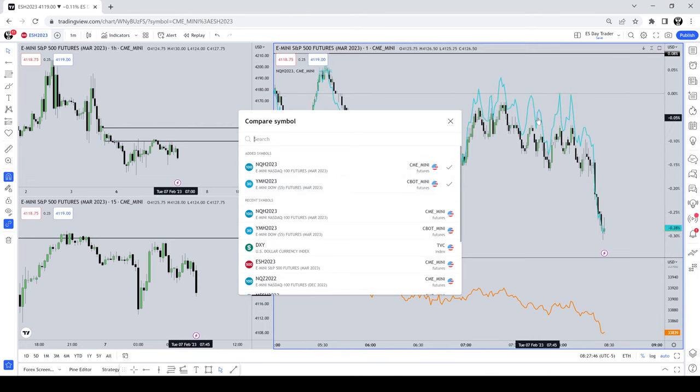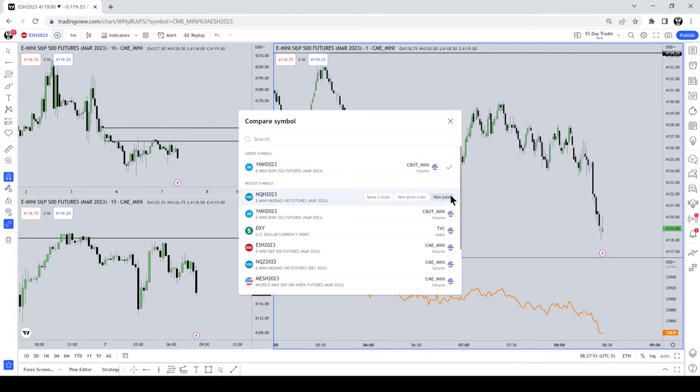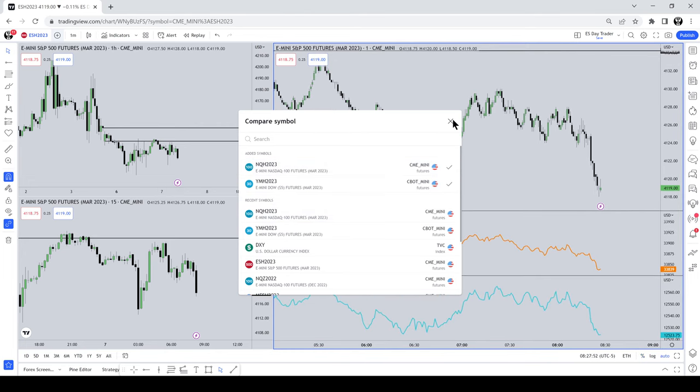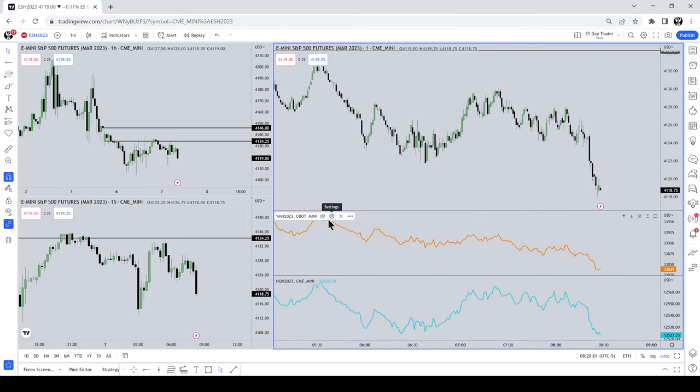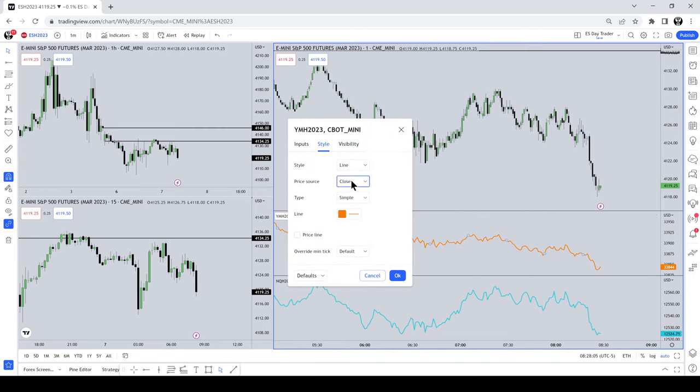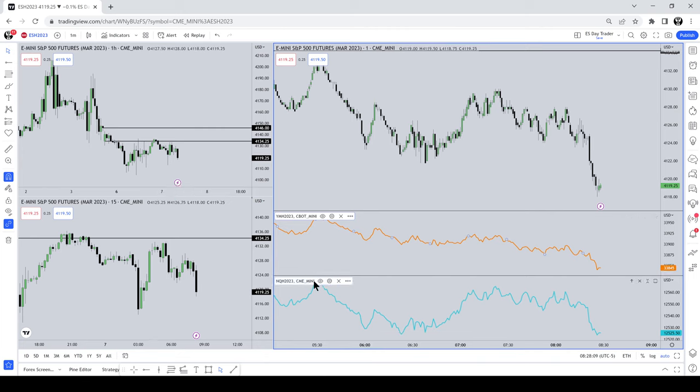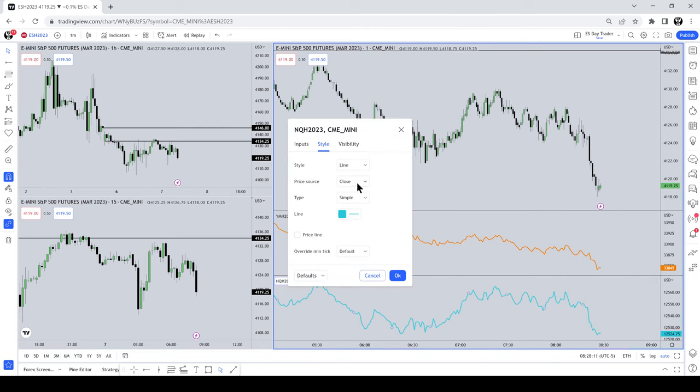And then again, it's plotting over top of it. You don't want to do that. You want to go to new pane. Right, and then what you would do is if you want to compare, like if you're looking for market breadth to continue working lower, you would be comparing the highs. So you would click on the toggle box here. On your price source, you would go to high. Okay, and then here for the NASDAQ, same thing. You would go to high.